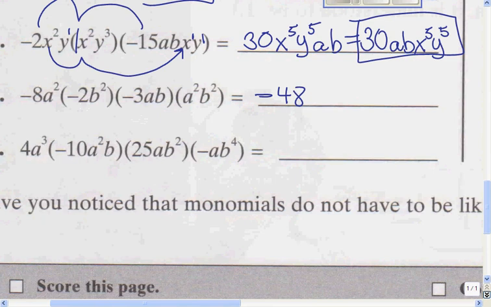Now I'm going to look at the variables. I've got an a squared here, an a here, and an a squared here. Well, a squared times a to the first is going to be a to the third, and a to the third times a to the second is a to the fifth. Then here I have b squared, b to the first, and b squared. So 2 plus 2 is 4, and plus 1 is 5, so that gives me b to the fifth. That's my answer there.